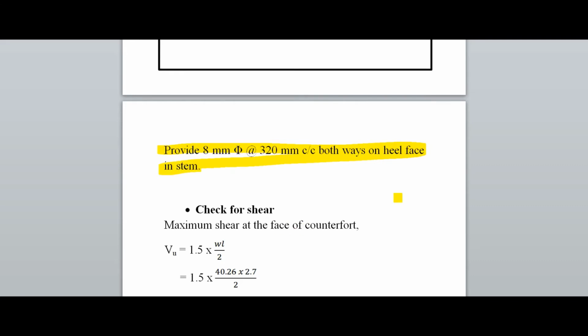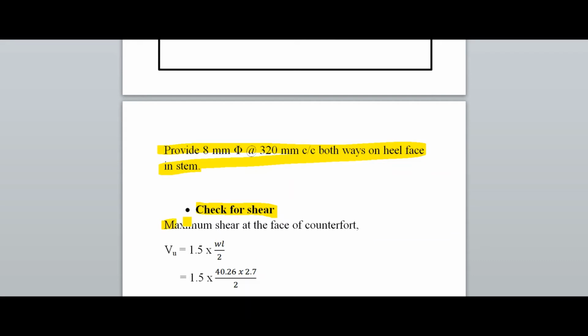Right? So the stem design is completed. We provide reinforcement at the support, reinforcement at mid span, and distribution steel. So our stem design is completed. Now we are going to find the check for the shear.